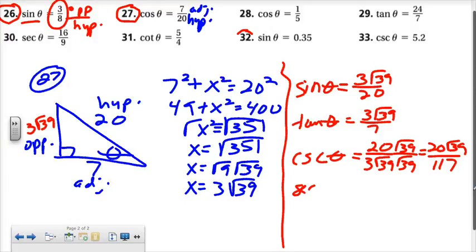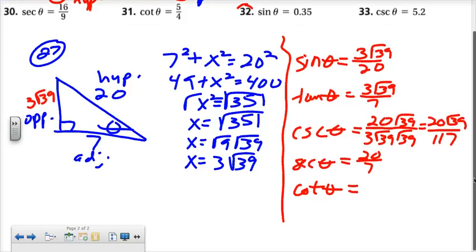Then we need secant of theta that comes from flipping cosine. Well, cosine was way up here, 7/20, so that's going to be 20/7ths, like that one, nice and easy. Then cotangent of theta is going to be flipping tangent, not so nice. That'll be 7 over 3 square roots of 39. We need to multiply the top and the bottom by the square root of 39. So we get 7 square roots of 39 over 3 times 39, which is 117. So not fantastic numbers to work with, but we don't have to do any additional math with them, and we can be grateful for that, right?